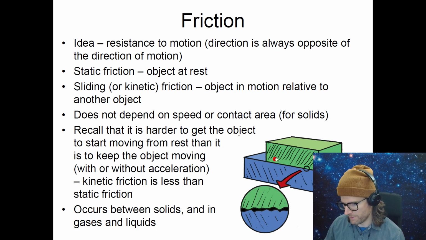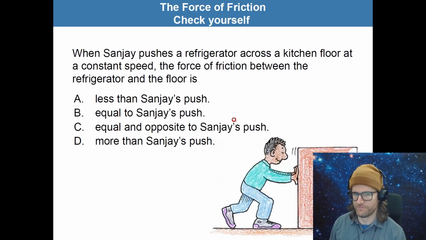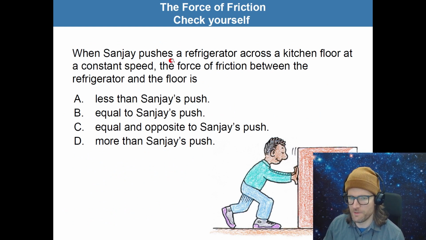So here's an example. We've got a block on a block, the green block on the blue block. If we try to slide these blocks relative to one another, there's going to be friction at the interface because the surfaces grind against one another. Okay, let's do some checks here. When Sanjay pushes a refrigerator across a kitchen floor at a constant speed, the force of friction between the refrigerator and the floor is, well, we see constant speed here.